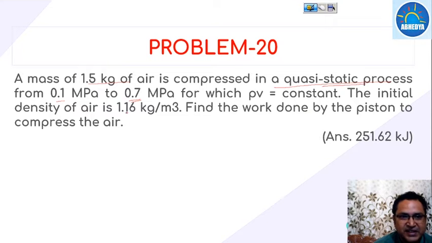The initial density of air is given, that is 1.16 kilogram per meter cube. The density has been given and mass is given to us, so from here we can easily find out the volume. Find the work done by the piston to compress the air.